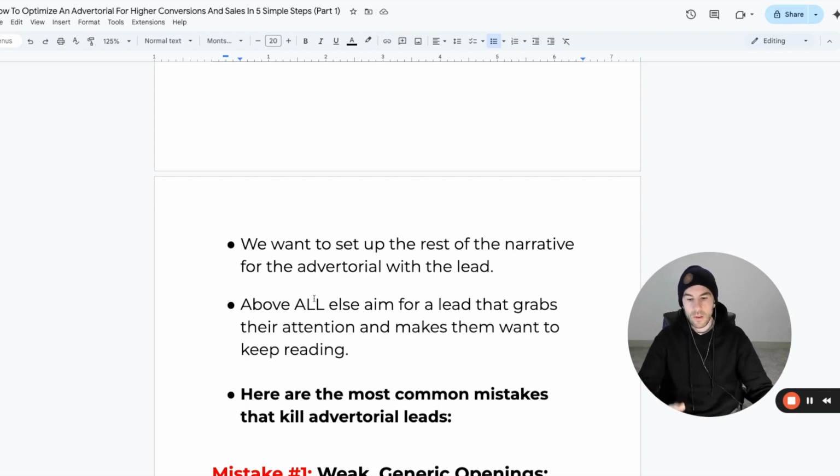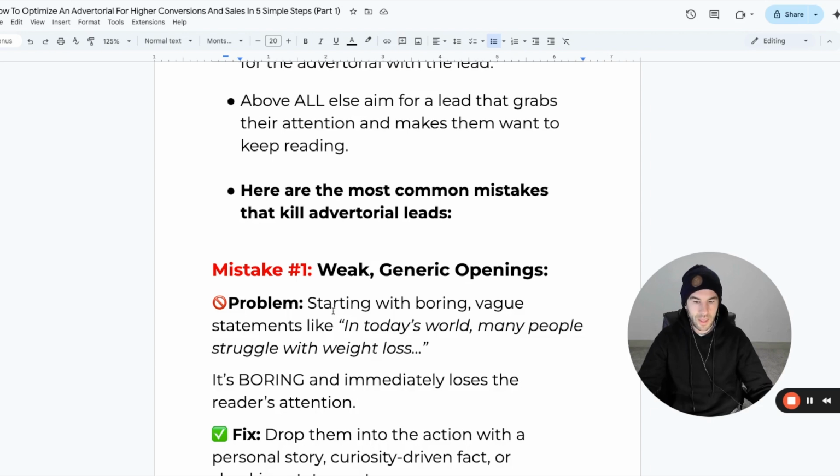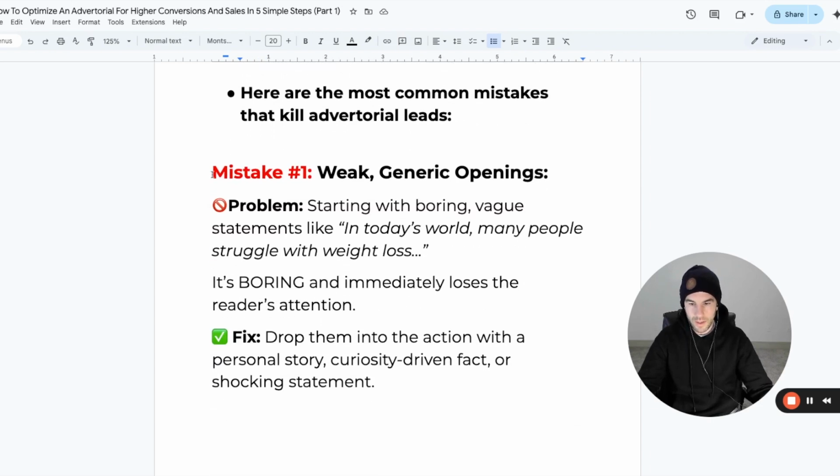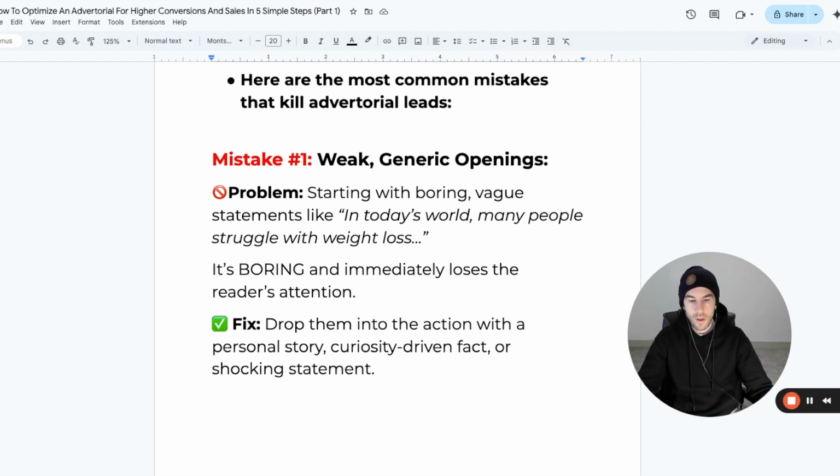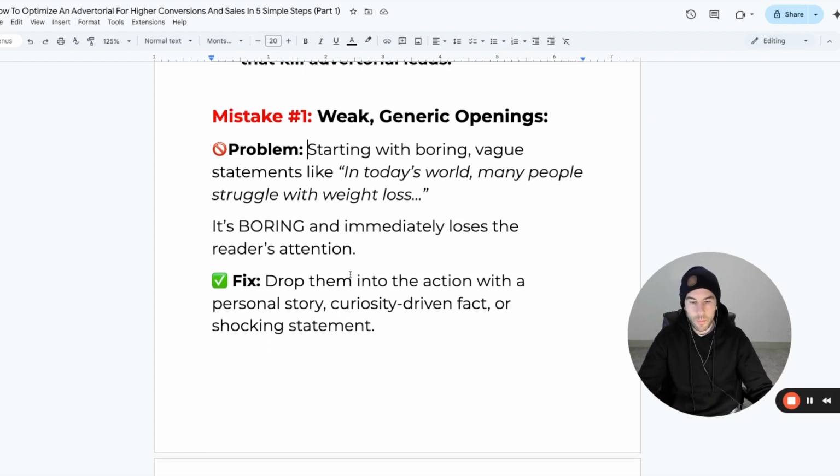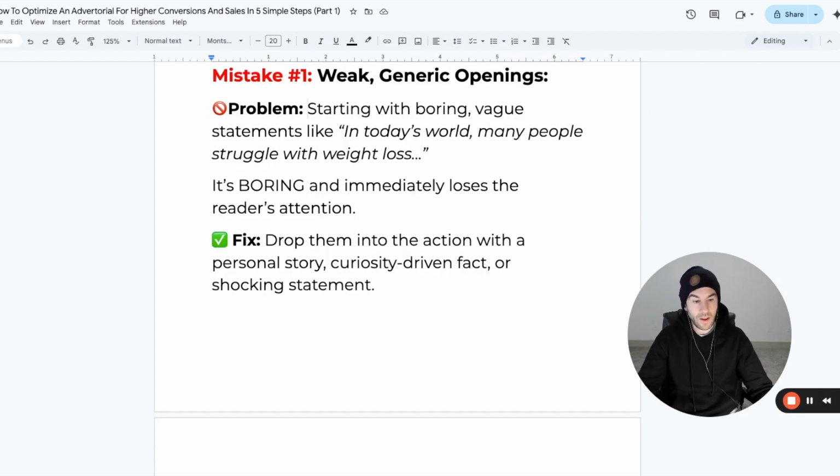So here are the most common mistakes that kill advertorial leads that I see on a regular basis. Mistake number 1 is just weak, really generic openings. People start with boring or vague statements like, "In today's world, many people struggle with weight loss." It's boring. That immediately loses the reader. They've heard that. It's like, no shit, Sherlock. We all know that we have a lot of people struggling with weight loss. You're stating something that they already know. Instead, drop them into the action with a personal story, a curiosity-driven fact, or a shocking statement to grab their attention right from the jump.